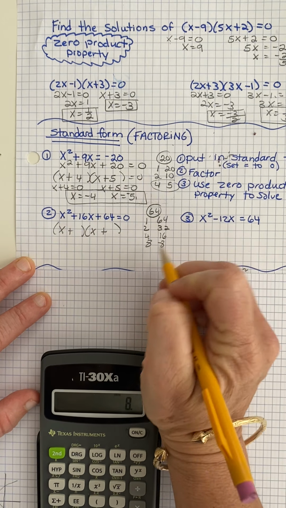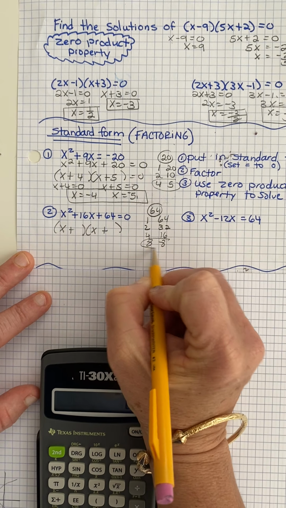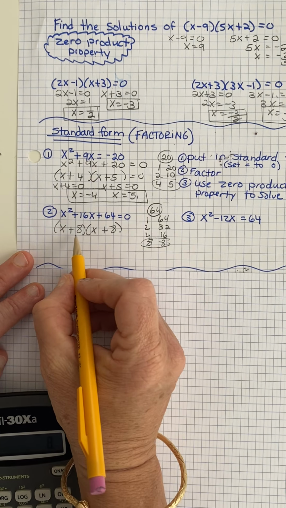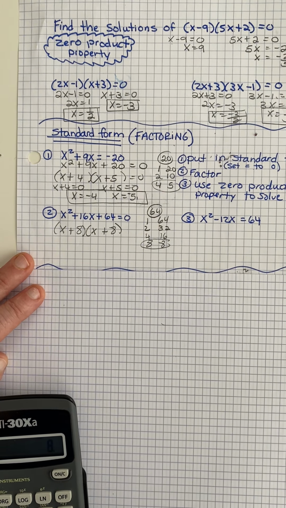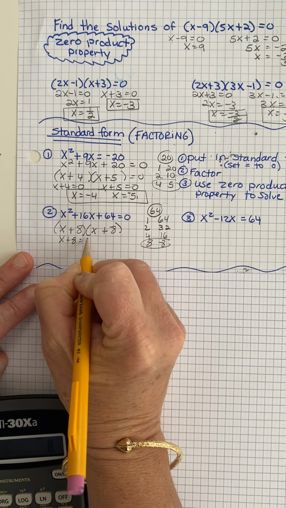Okay, so the signs are the same, they're both positive. This combination is going to get me here. So now, zero product property. Now you notice these are the same exact things. So do I really have to do the same exact problem twice? I'm going to get the same exact answer. Not really, you don't have to do it twice.